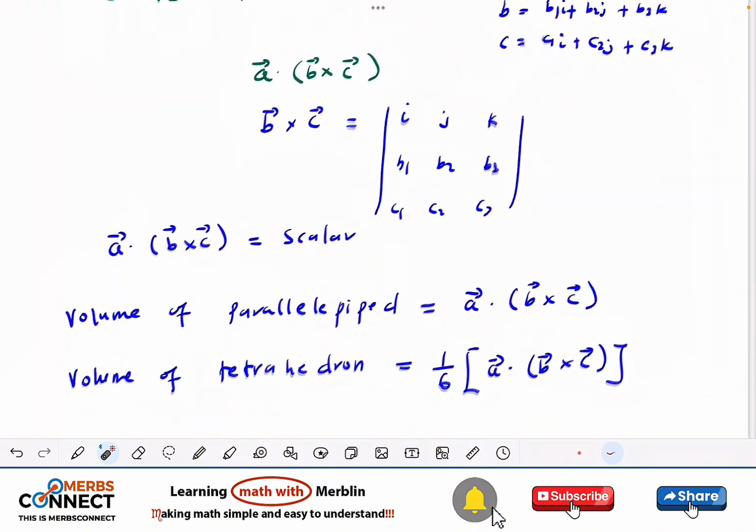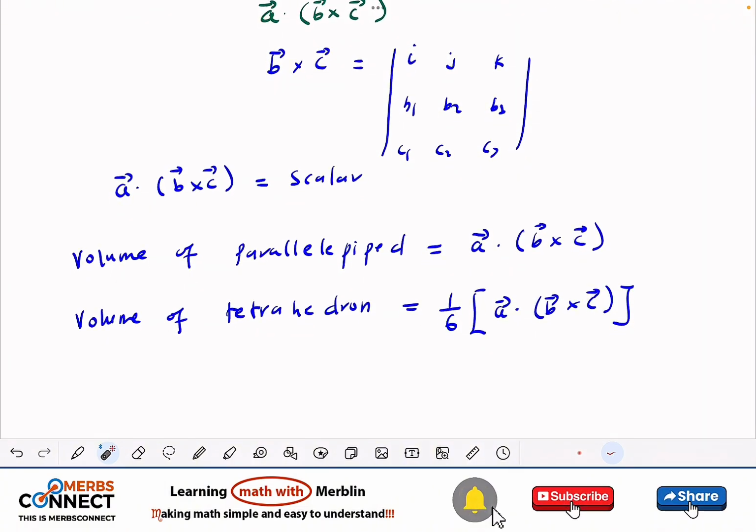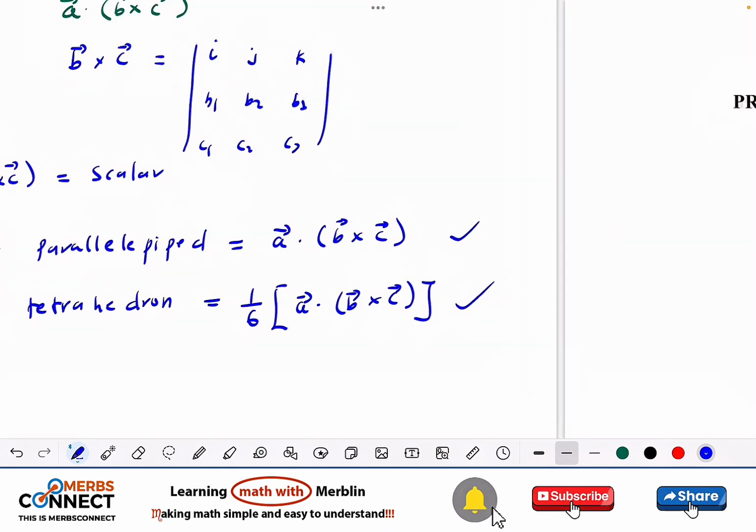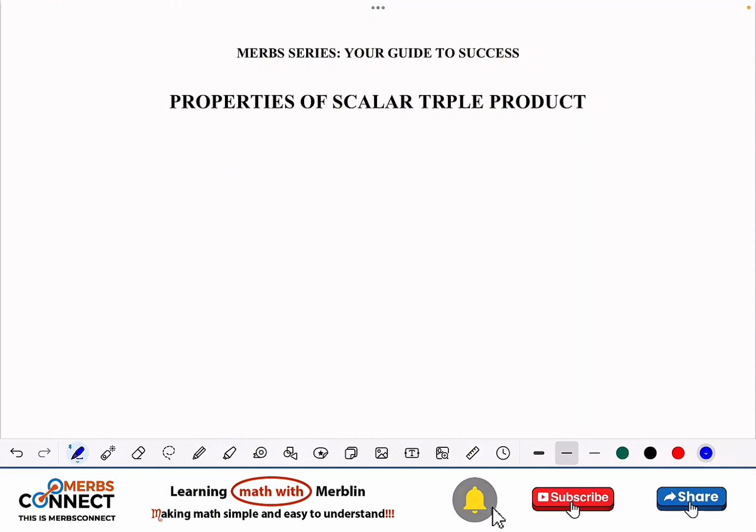But let me show you something here. There is something very nice that we also need to learn from here. We are going to talk about the properties. So please have these two things in mind, and then let's talk about the properties. We have some properties of the scalar triple product.